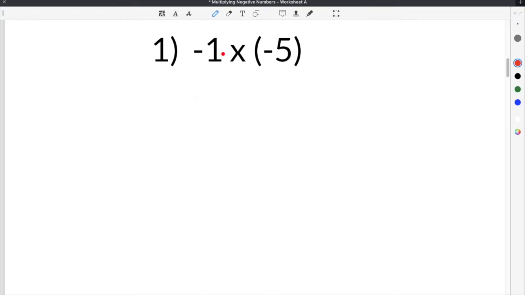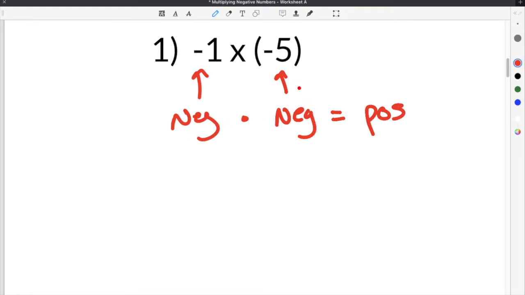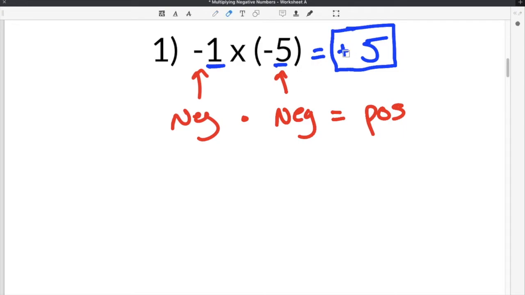Here we are at the first problem on our multiplying negative numbers worksheet. This problem gives us negative 1 times negative 5. The first thing you may notice is that this is a negative number, and this 5 is also a negative number. We already know that a negative times a negative is going to equal a positive because they have the same sign. So all you have to do is multiply 1 times 5, which is obviously 5, and our answer has to be positive. So our final solution is positive 5, or just 5.